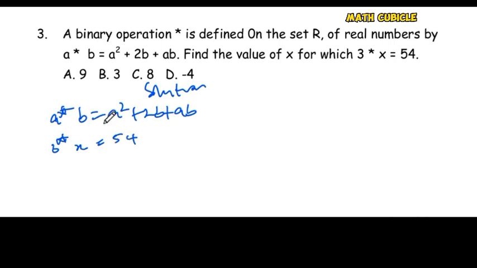Now what we do is a is holding, sorry, 3, not b. A is holding 3, b is holding x. So anywhere we see a here, we'll plug in 3. Anywhere we see b, we'll plug in x. Then we equate it to 54.